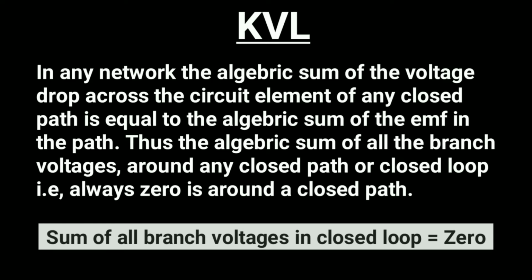Thus, the algebraic sum of all the branch voltages around any closed path or closed loop is always zero. The sum of all branch voltages in a closed loop is equal to 0.